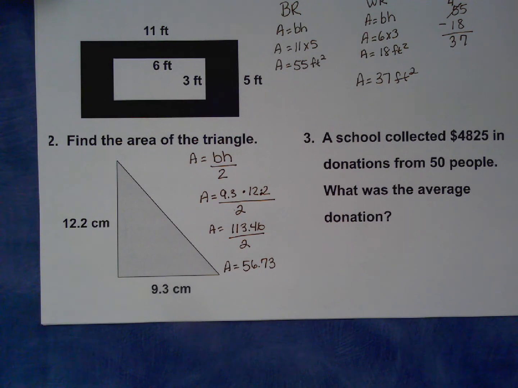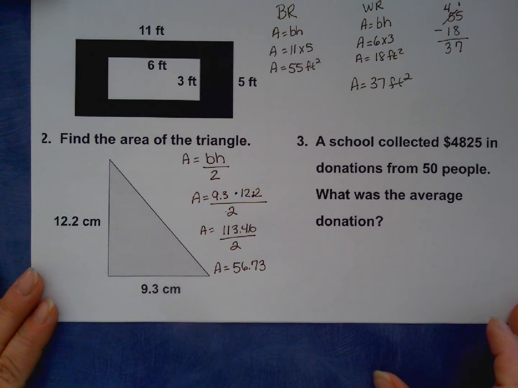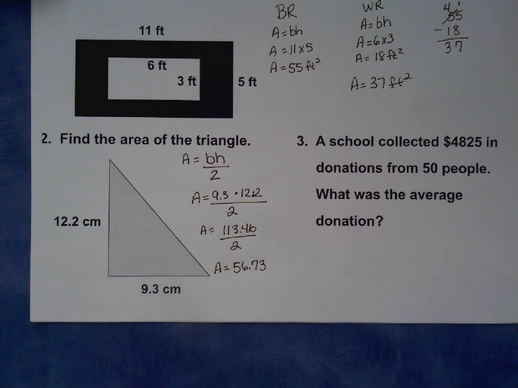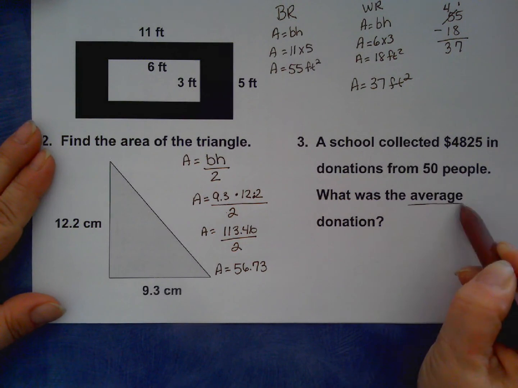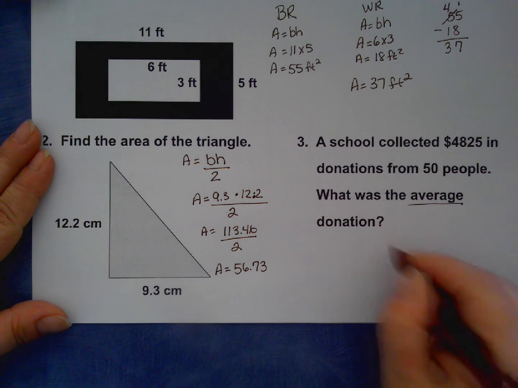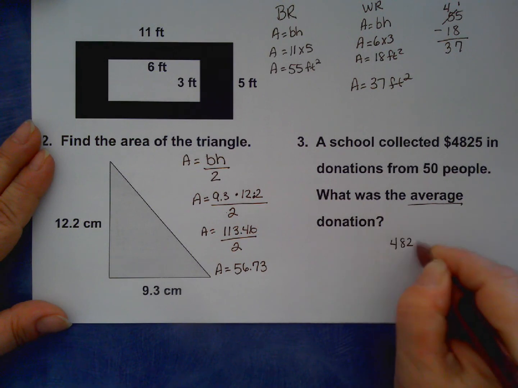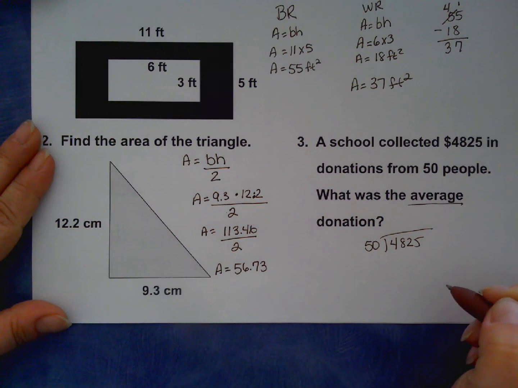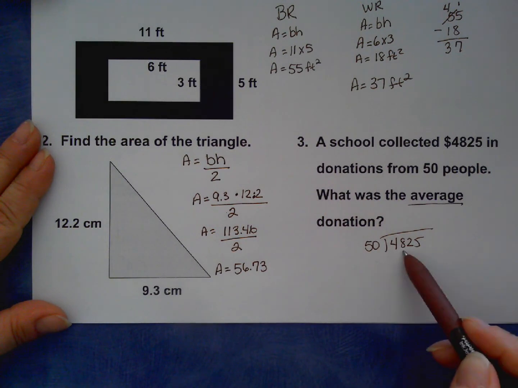Alrighty, last problem. A school collected $4,825 in donations from 50 people. What was the average donation? All right, so average is going to be divide. All right, so I have 4,825 divided by 50. And 50 cannot go into 48, so I have to put it into 482.